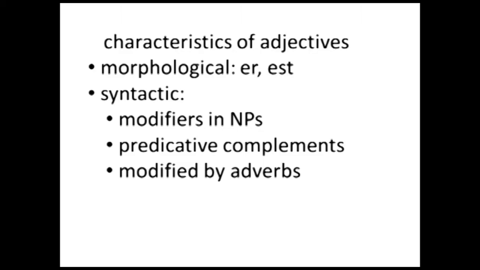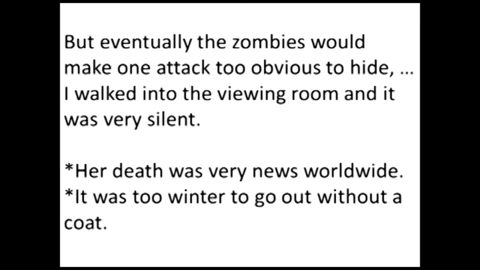And here's another characteristic that will help you distinguish adjectives from nouns. And that's another syntactic characteristic, which is that adjectives can be modified by adverbs and nouns can't. The most useful adverbs to use for this test are very and too. All right, here we go. But eventually the zombies would make one attack. Too obvious died. Obvious is an adjective. It can be modified by the adverb too.